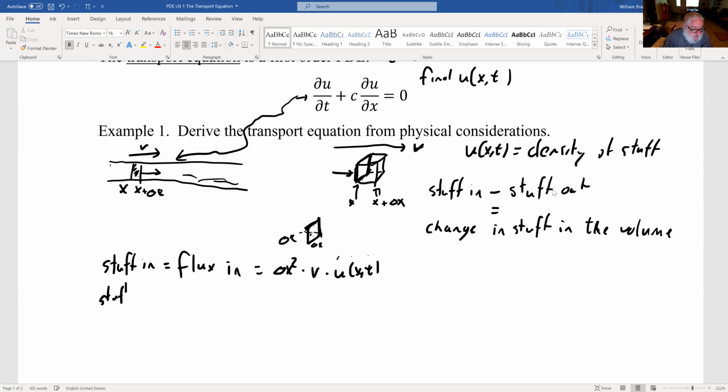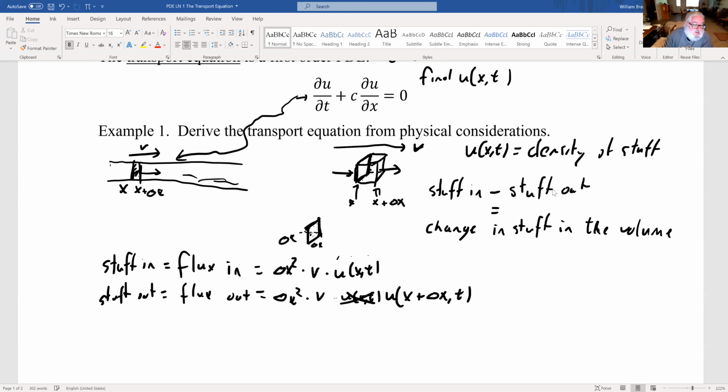Stuff out, which is the flux out, that's at the other face. That's stuff coming out. But same area times the velocity times u of x comma t. Oh, sorry, u of x plus delta x comma t. So we're making an assumption here that the distribution depends only on x as we're going along here. The y and z dimensions don't matter. So if you think of a stream, it's like a clog sort of moving down with the entire stream.